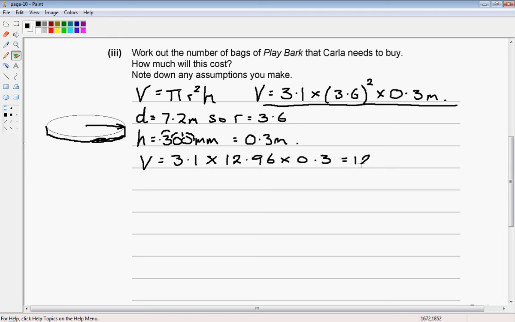12.0528. Okay, so we get 12.0528. Okay, and this is meters cubed, because this is 2 dimensions multiplied by a third dimension, so we get 3 dimensions being multiplied together. So this is our volume. Okay, now I'll stop at that point.